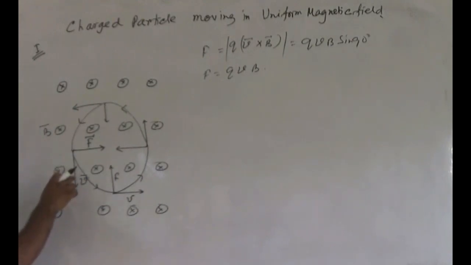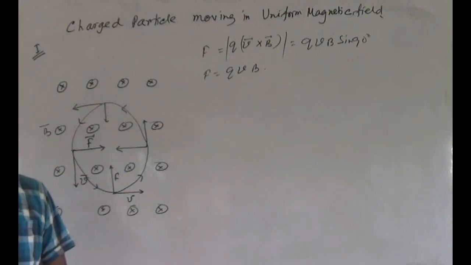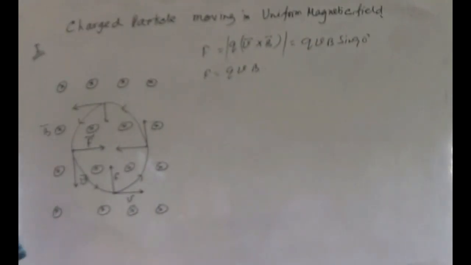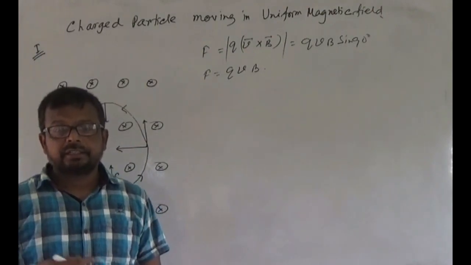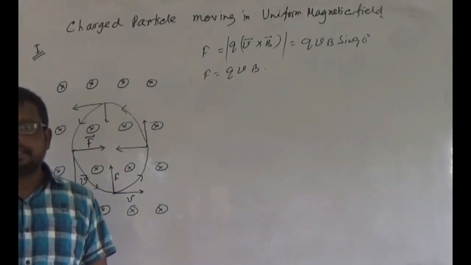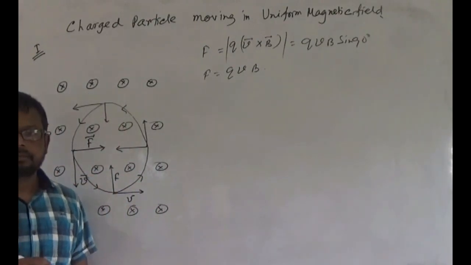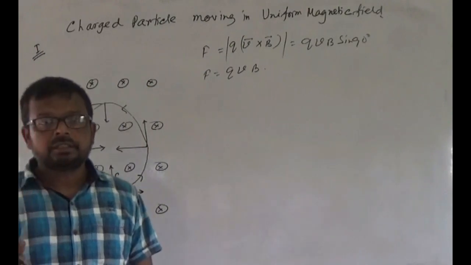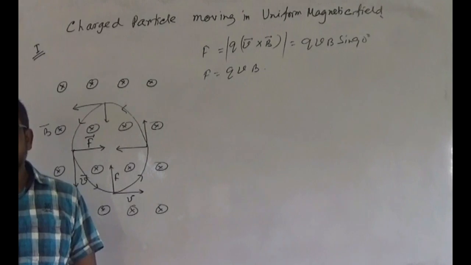Since the direction of force is always perpendicular to the direction of velocity, the particle will rotate. That means its path will be circular, right? And since F is perpendicular to v, no work is done on the charged particle. So the magnitude of velocity remains the same.